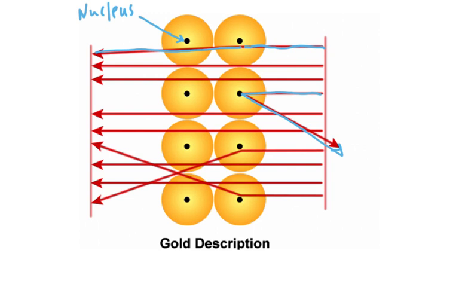Now, if the plum pudding model were correct, all of the lines that you see here, all these red lines, would have gone through, and that was not the case. Okay? Now, here's the other thing.